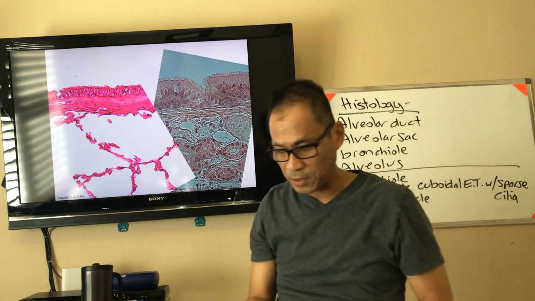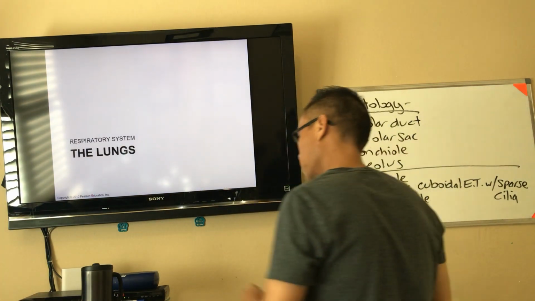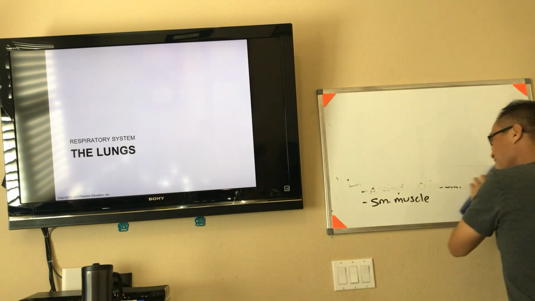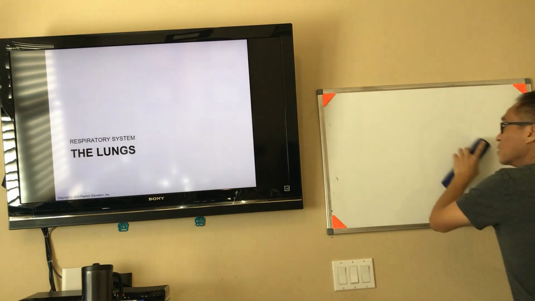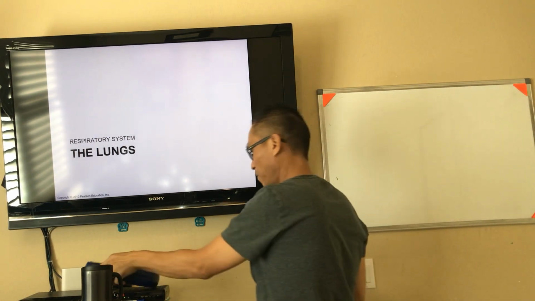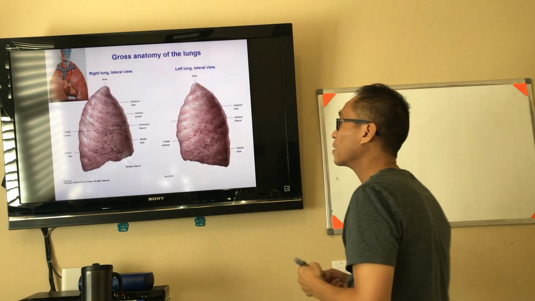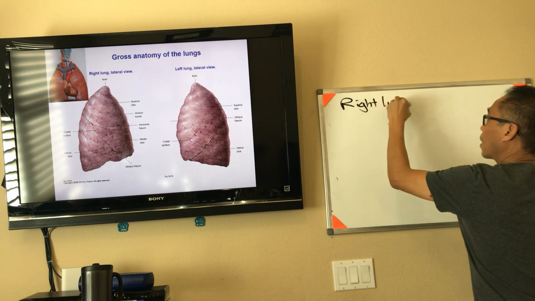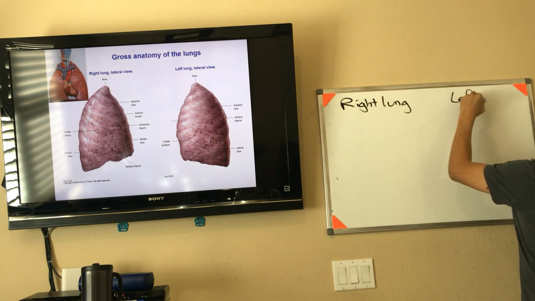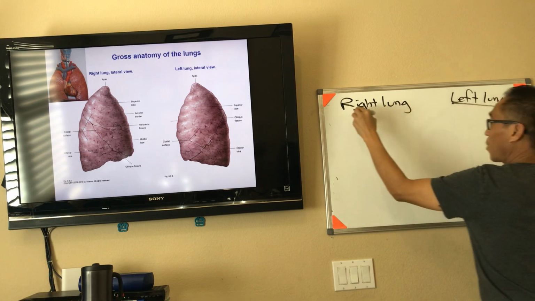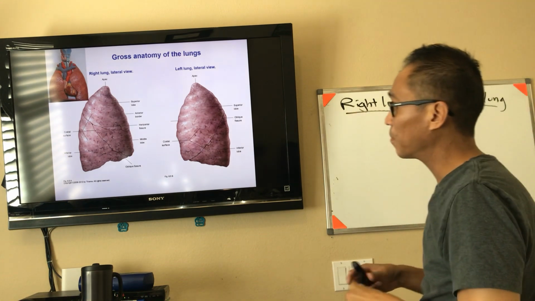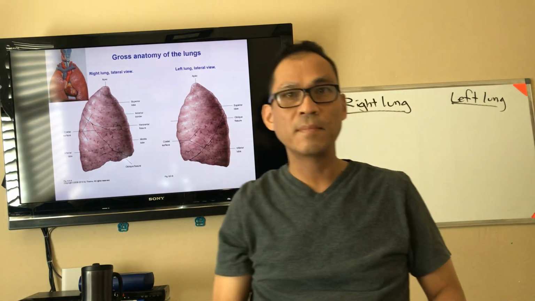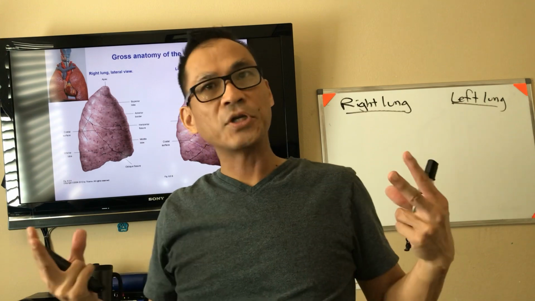Let's talk about the lungs as a whole. When you remove them from the chest cavity, this is what you got. Pretty simple organ to look at when it's removed. This is basically the front. It's called the costal surface. Costal means rib. It's the part that's facing out, touching your rib cage.